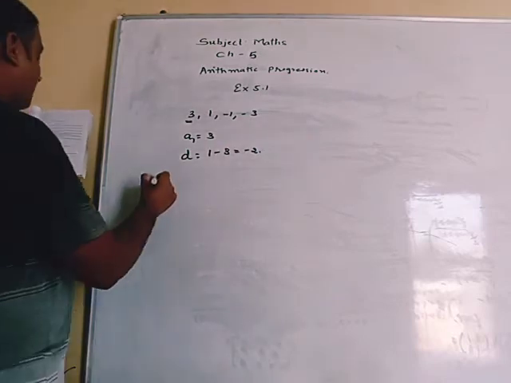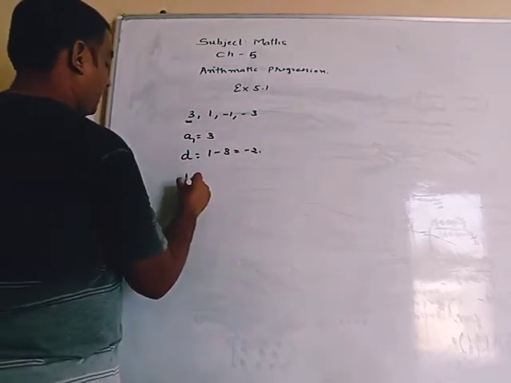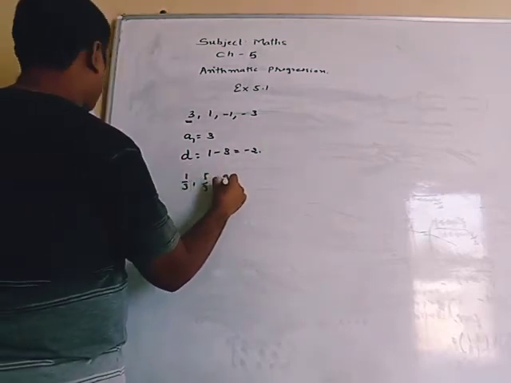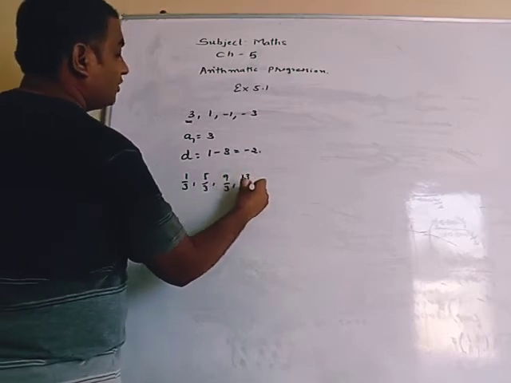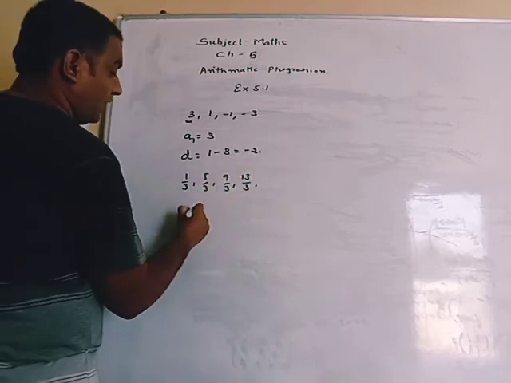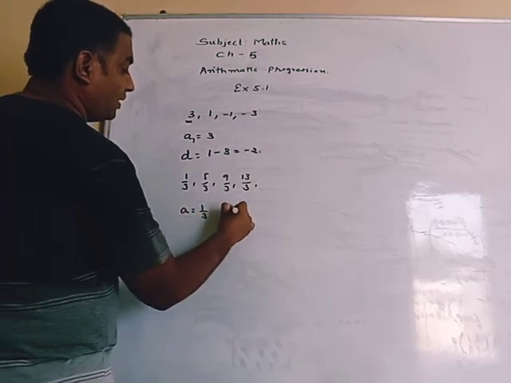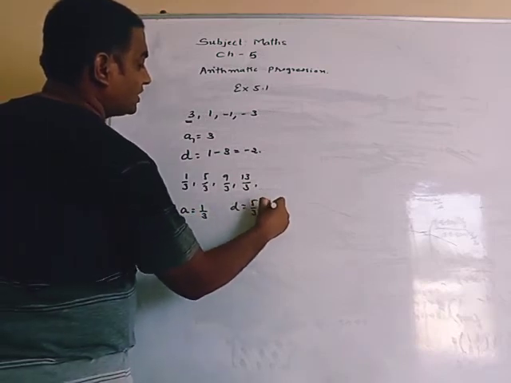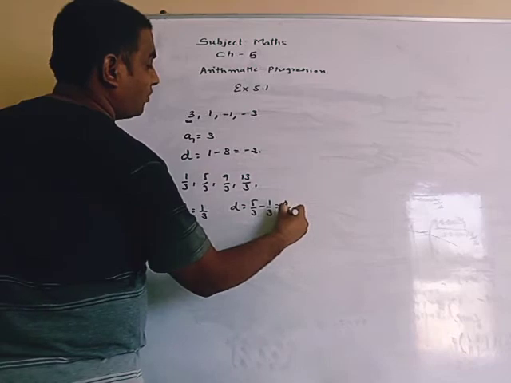Then it will be 1 by 3, 5 by 3, 9 by 3, 13 by 3. So the first term A equals 1 by 3 and the common difference D equals 5 by 3 minus 1 by 3. It will be 4 by 3.